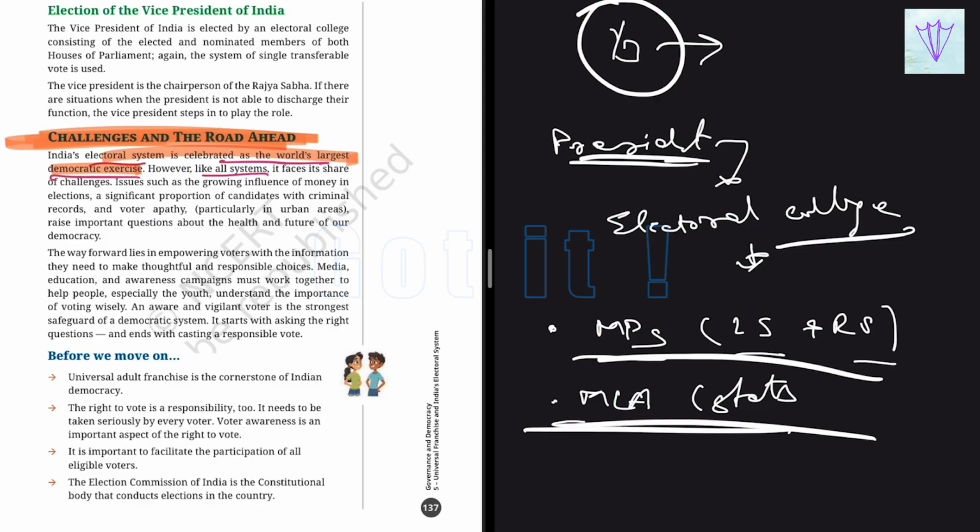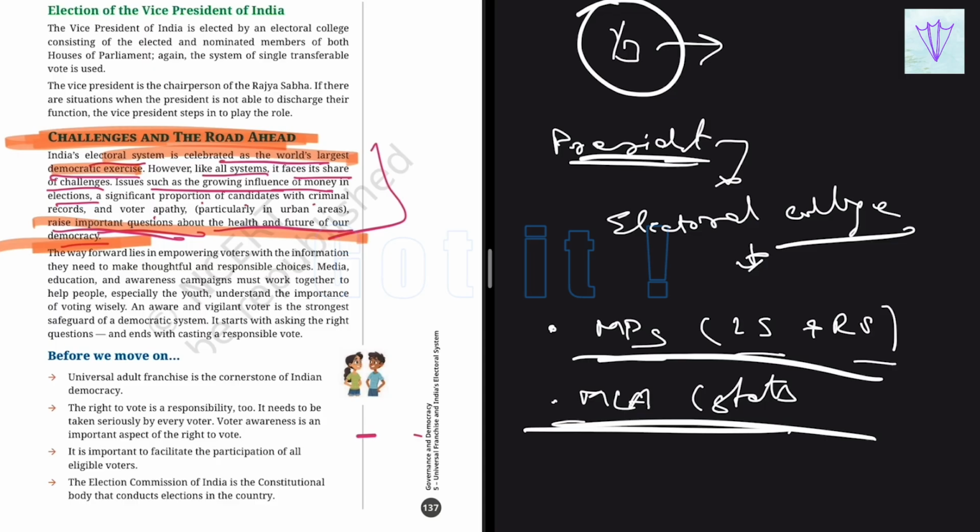However, like all systems, it faces its share of challenges. Issues such as the growing influence of money in elections, a significant proportion of candidates with criminal records, and voter apathy, particularly in the urban areas. So the voter count is low as people are not participating. And they raise important questions about the health and future of our democracy. So even though it is the largest democracy, there are certain issues with it, like candidates with criminal records, the influence of money in elections, and lack of interest of the people to vote, and all these things raise questions about the future of this democracy.